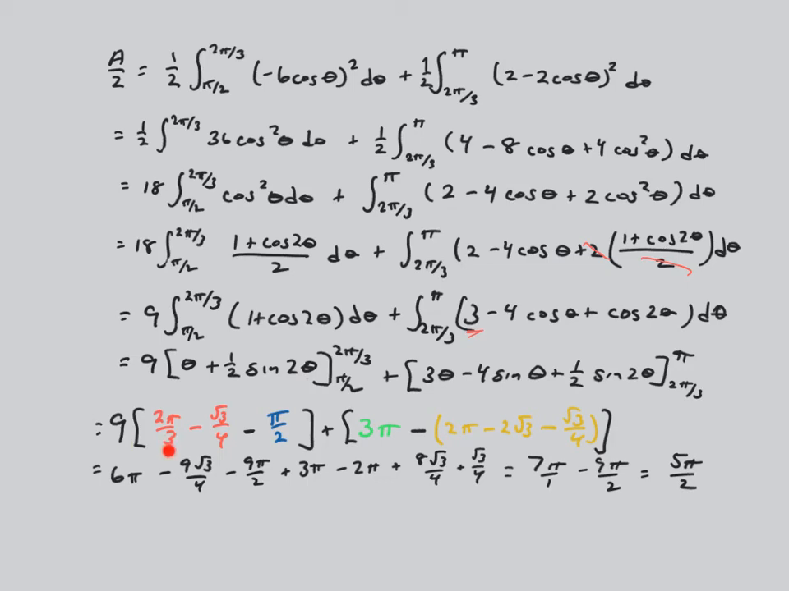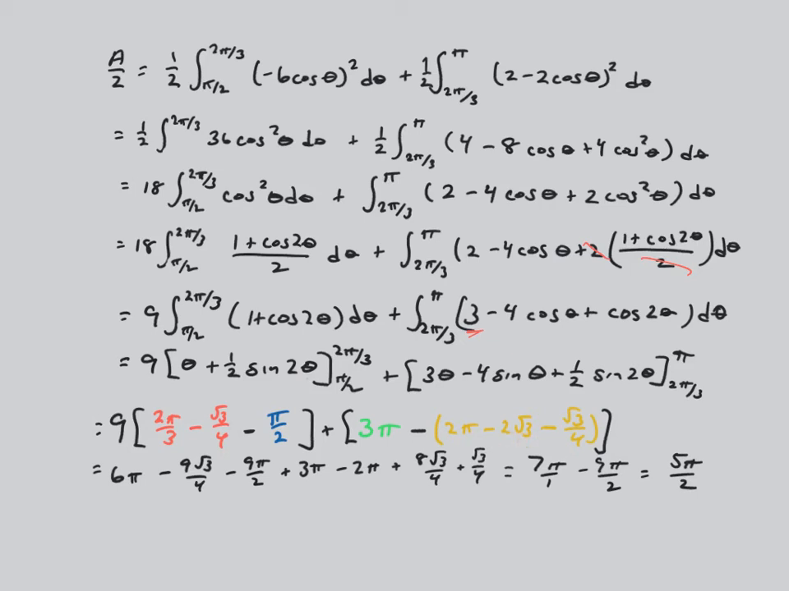So when I take 9 times 2 pi over 3, I get 6 pi. And then 9 times the square root of 3 over 4 gives me minus 9 square root of 3 over 4. And then minus 9 pi over 2 plus 3 pi minus 2 pi. Now, what I did here, I know I'm going to have to deal with 9 square root of 3 over 4, so I just got the common denominator. So that'll be a minus a negative, would be plus 2 times the square root of 3.